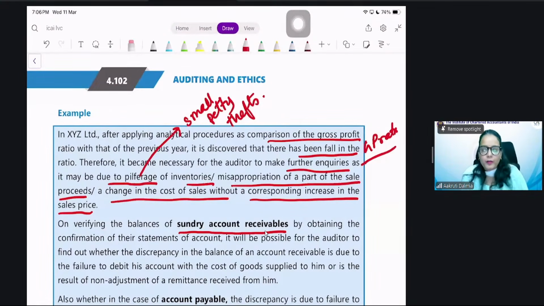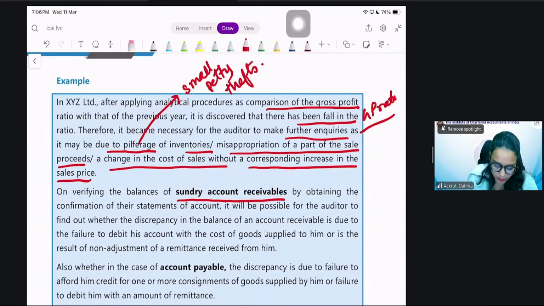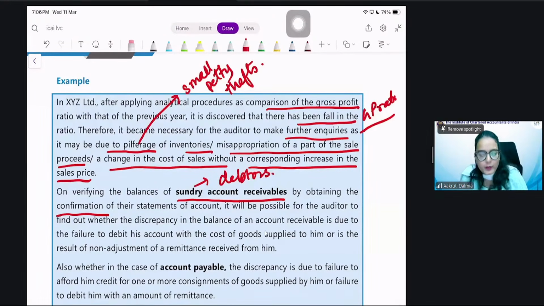Okay. Pilferage means small petty thefts. Clear, Suhaira? Okay. On verifying the balances of sundry accounts receivable, what is it? By obtaining the confirmation. What does it mean by confirmation?